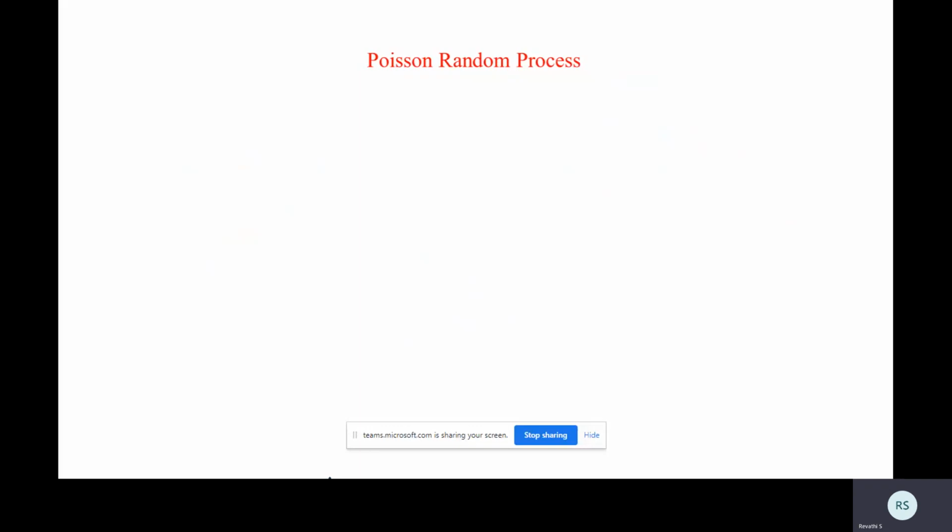So this kind of process we are going to model in terms of the Poisson distribution, and such processes we will call Poisson random processes. This Poisson random process is an important example of a discrete random process. You have not seen discrete random processes before, but the Poisson random process is one example of a discrete random process.